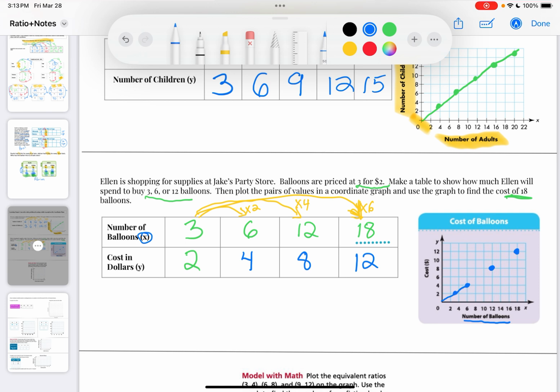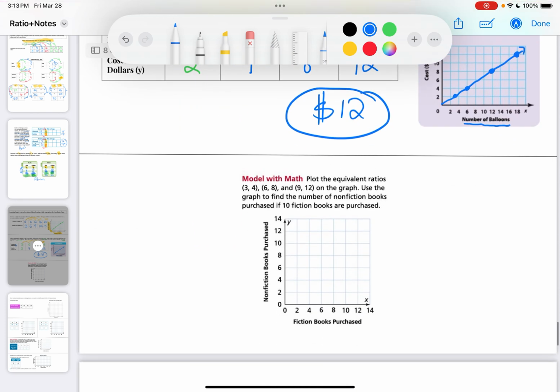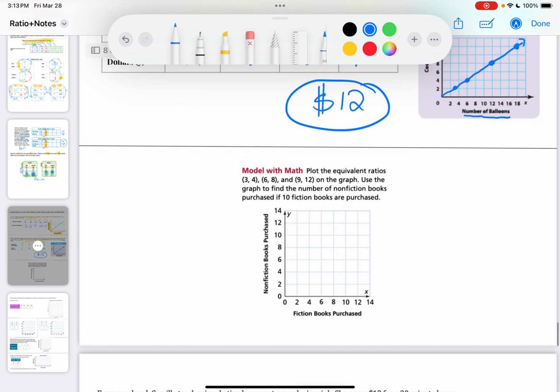So I'm going to connect the dots starting at 0. And it's a straight line, so I've done it right. So now it says find the cost of 18 balloons. So they're also wanting us to tell them that $12 would be the cost of 18 balloons. All right, let's take a look at the next page. Oh, nope, sorry, one more, just joking.